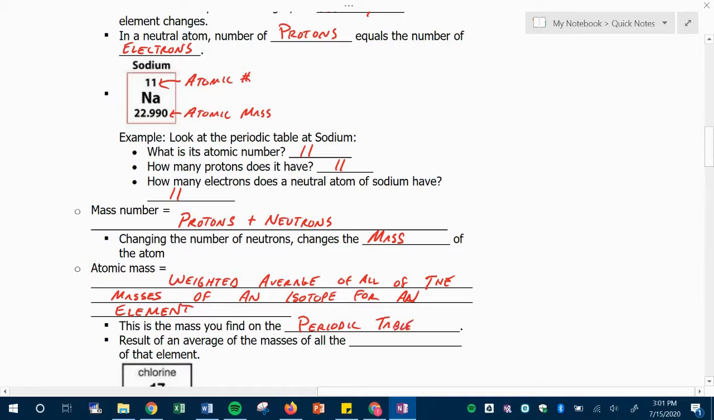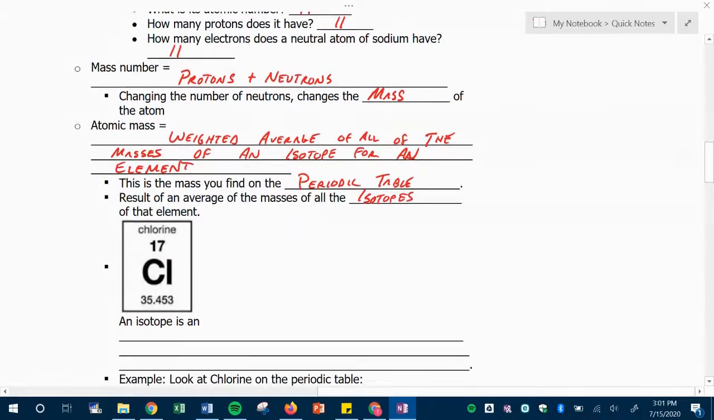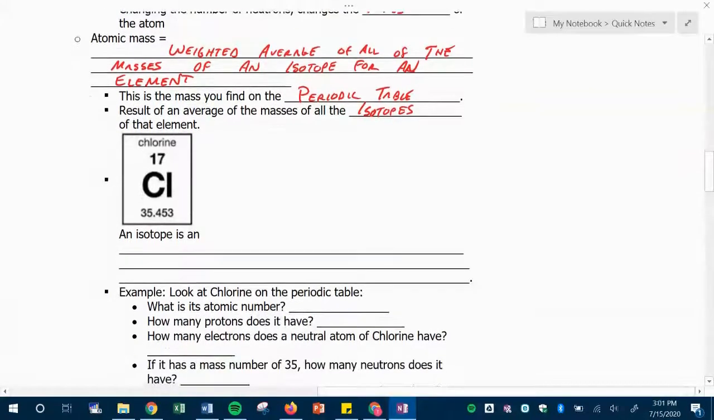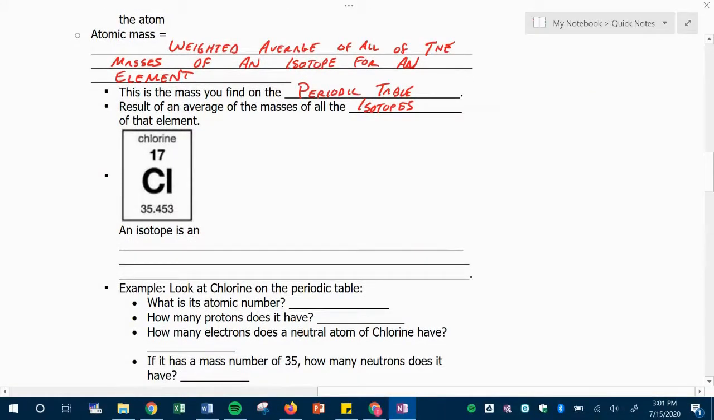It is the result of an average of the masses of all the isotopes of that element. So with atomic mass, it takes into account all of the isotopes for individual elements. Now let's talk about what an isotope actually is.